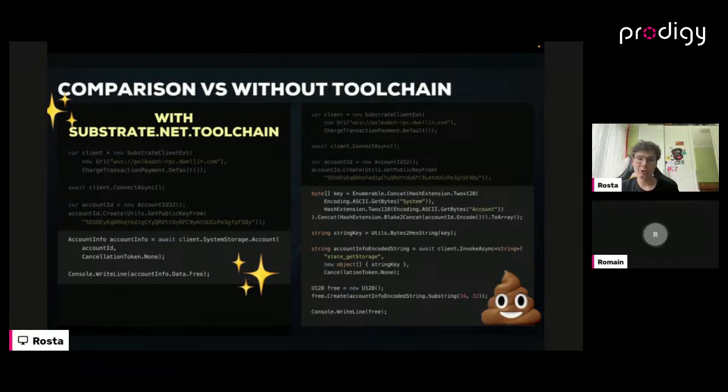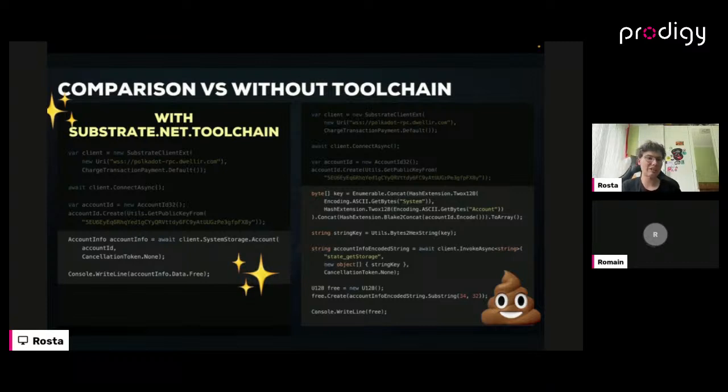as a developer, you don't have to figure out any of these hashing functions, like if you need to use the Twox128 hashing or the Blake2 concat hashing. You don't have to worry about any of these. You also don't have to worry about these strings where you can make a typo very easily and then it will not work, it will break.